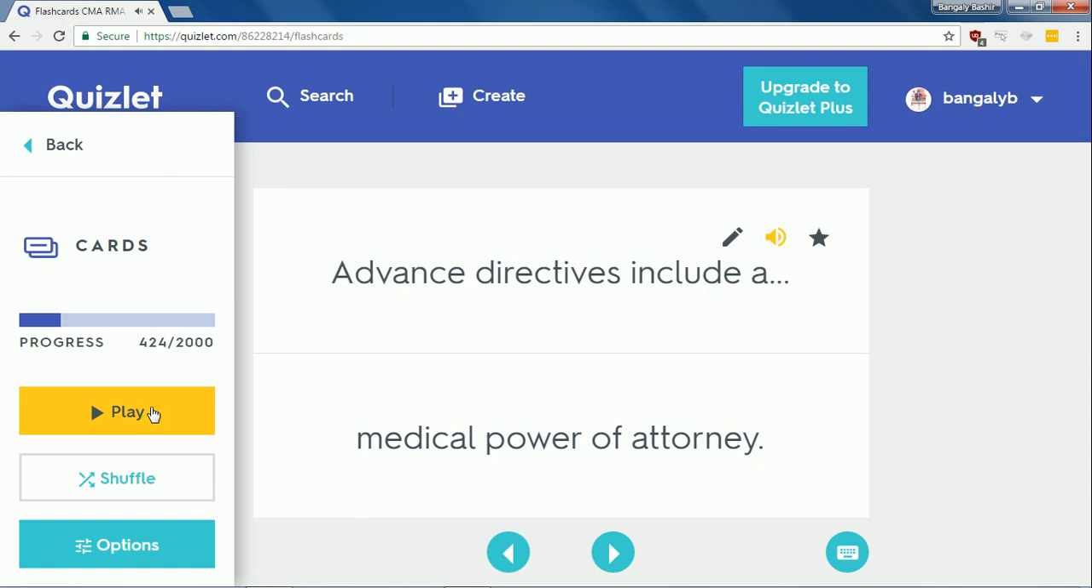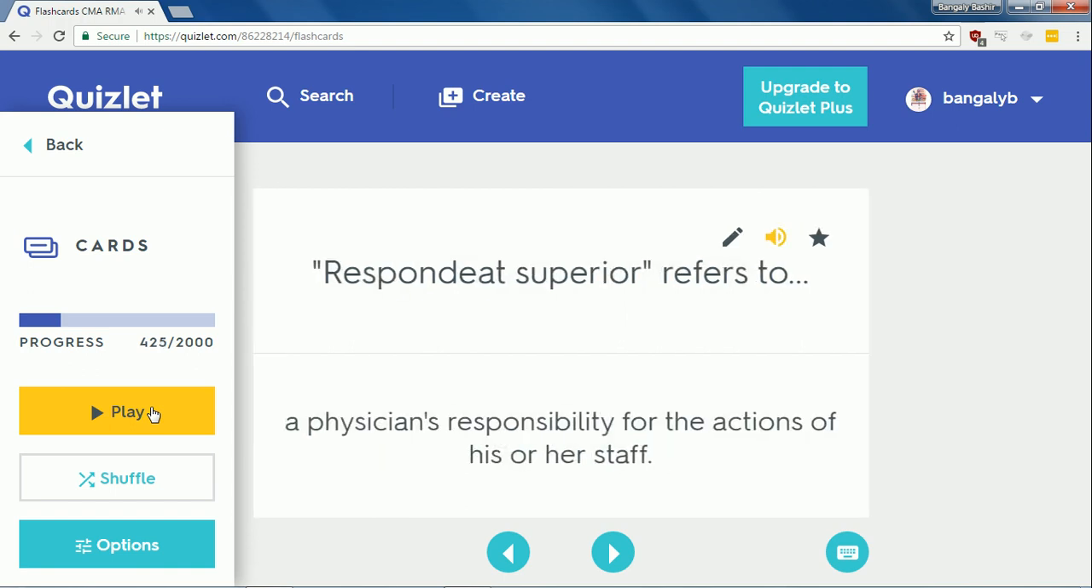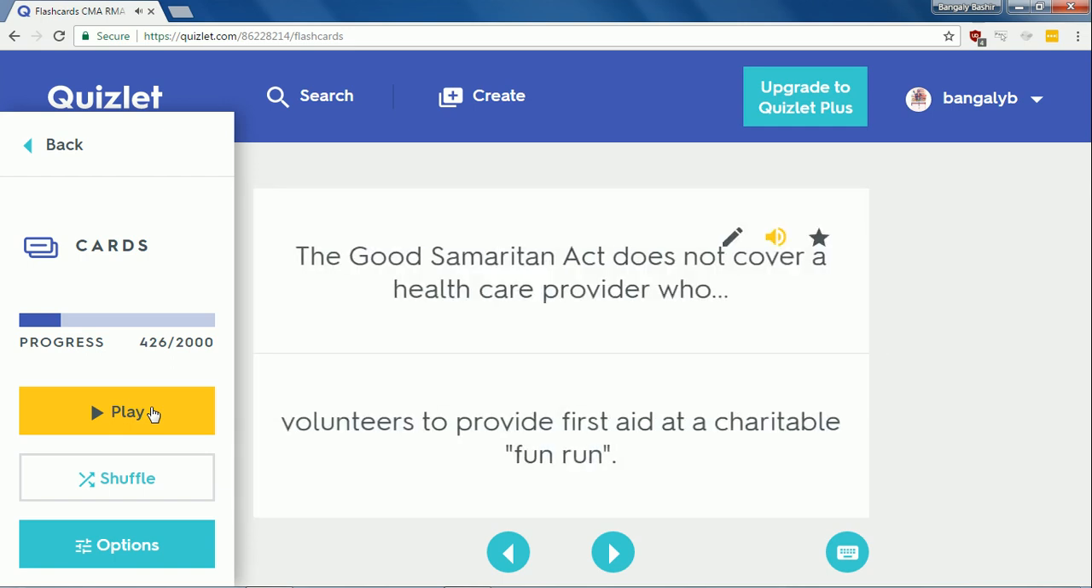Advanced directives include a medical power of attorney. Respondeat superior refers to a physician's responsibility for the actions of his or her staff. The Good Samaritan Act does not cover a healthcare provider who volunteers to provide first aid at a charitable fund run.